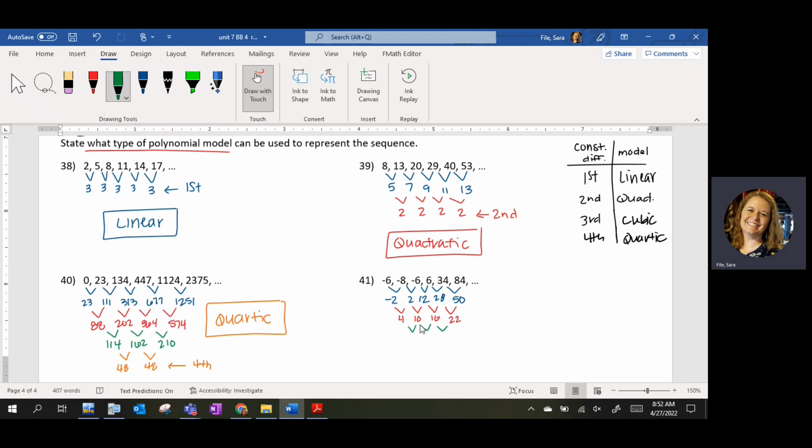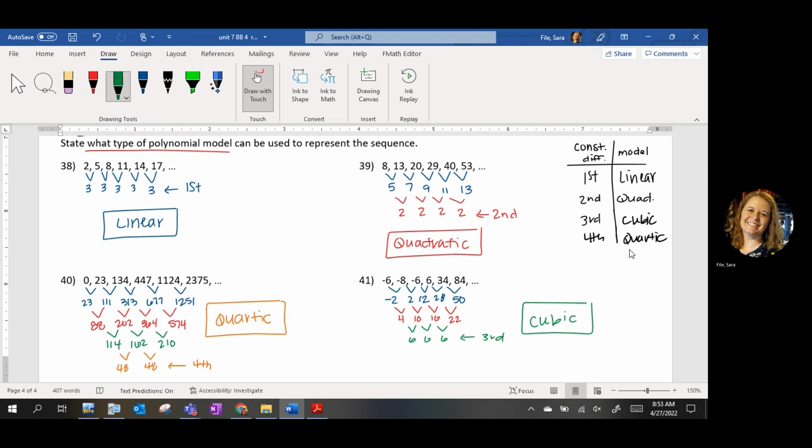4 to 10 is 6. That's also 6. Also 6. So this time it is the third difference, which we said is cubic. So there you had one of each example for the 4 that we went up to. I don't think we will see one that goes higher than the fourth difference, but that's the process. Does that make sense?